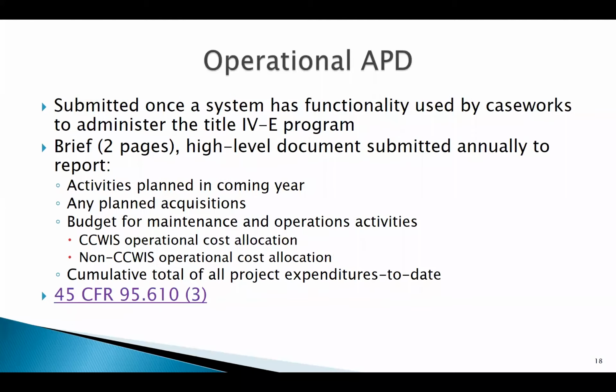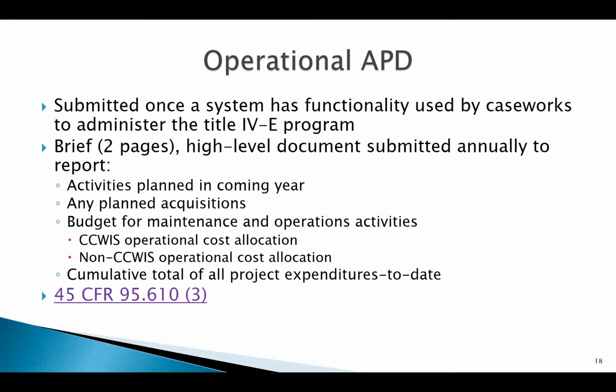Next slide. So your operational APD. Once a system has functionally been used by caseworkers to administer the Title IV program, it is a brief 2 pages high-level document that is submitted annually to report your activities planned in an upcoming year, any planned acquisitions, your budget for maintenance and operations, the CWIS operational cost allocation, the non-CWIS operational cost allocation, and the cumulative of all of the project expenditures to date.